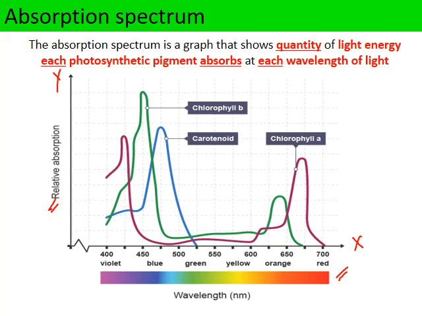So what we can see is, if we start with chlorophyll A, which is actually the purple line, the peaks for chlorophyll A occur at about 420 nanometers.